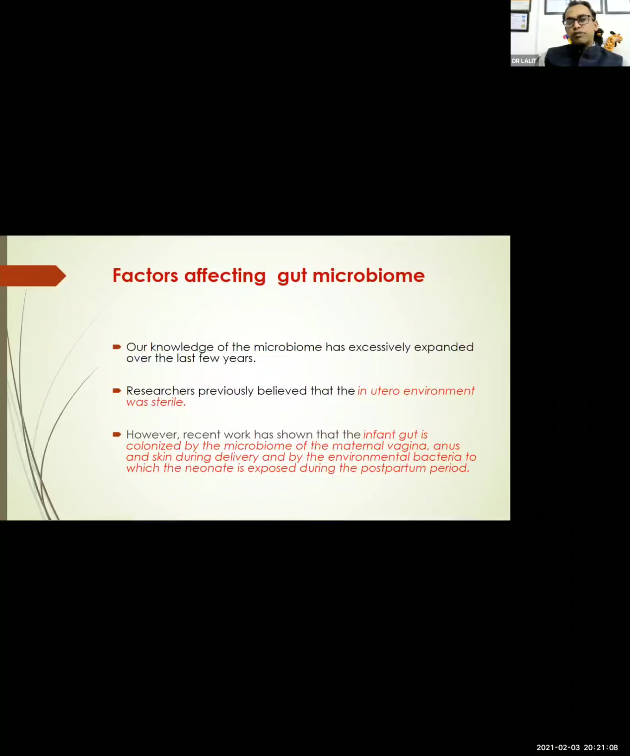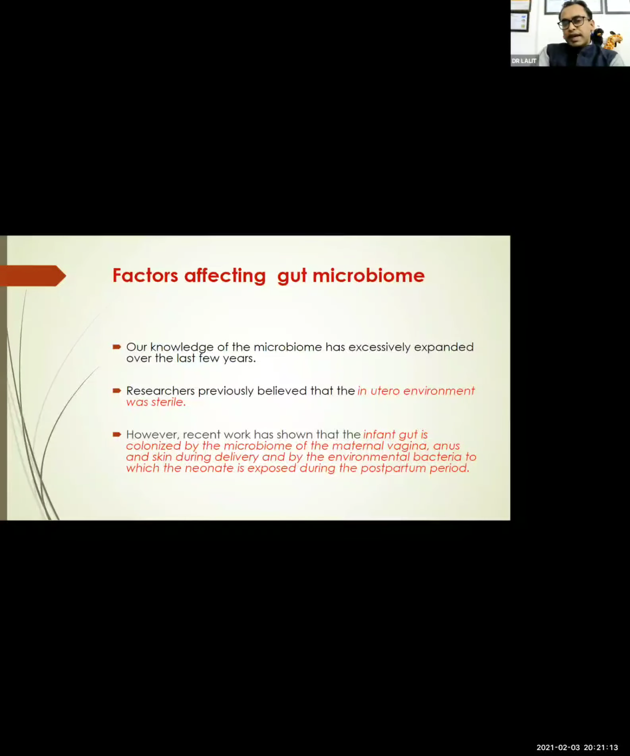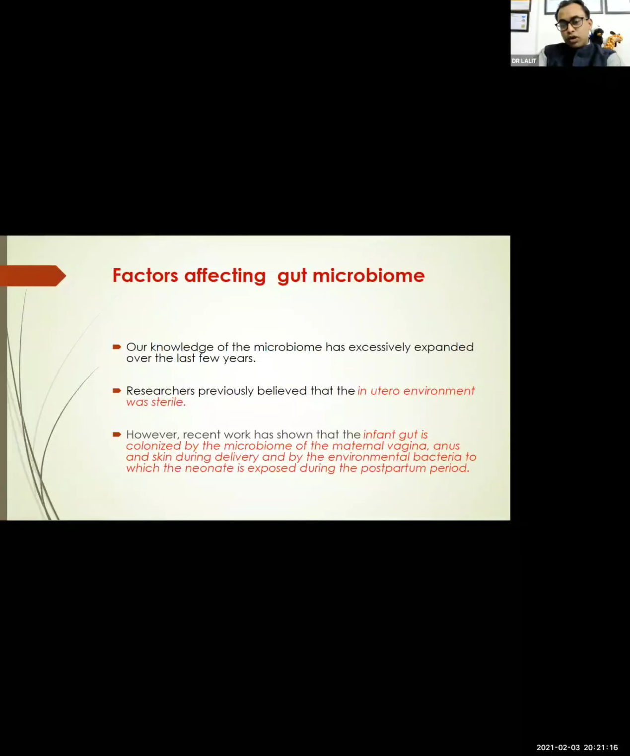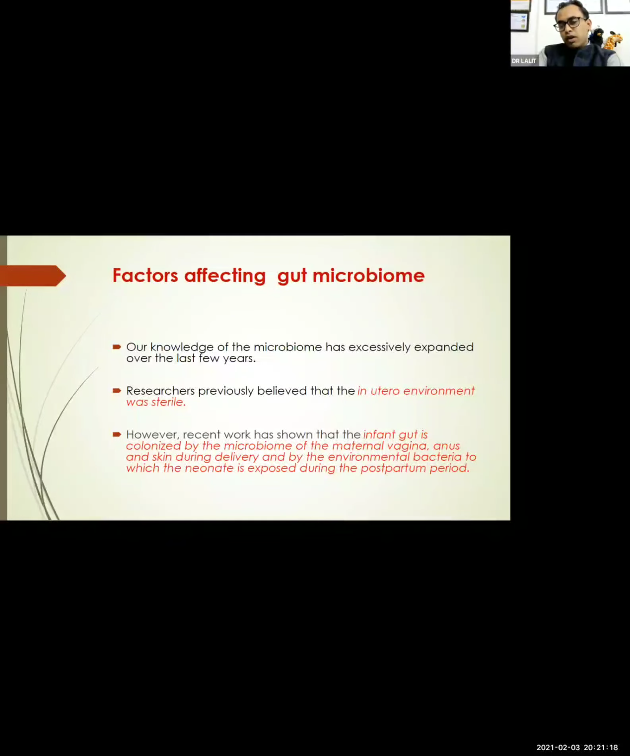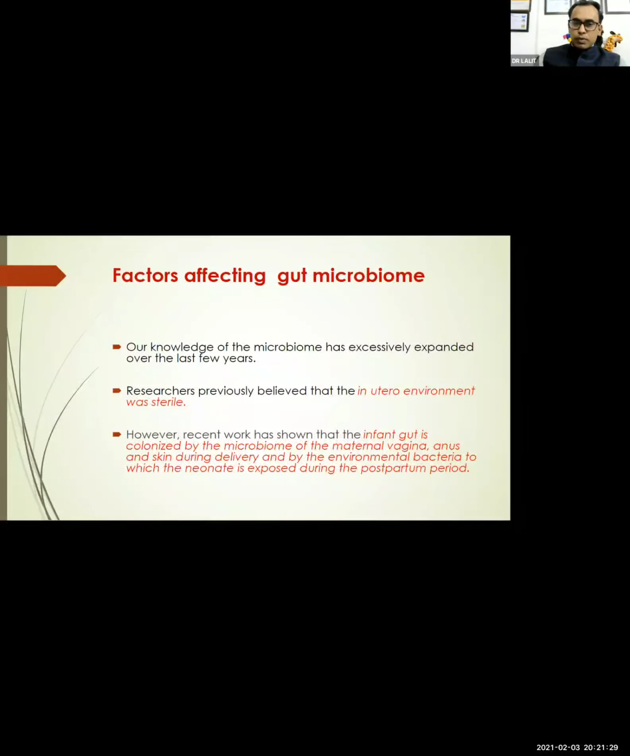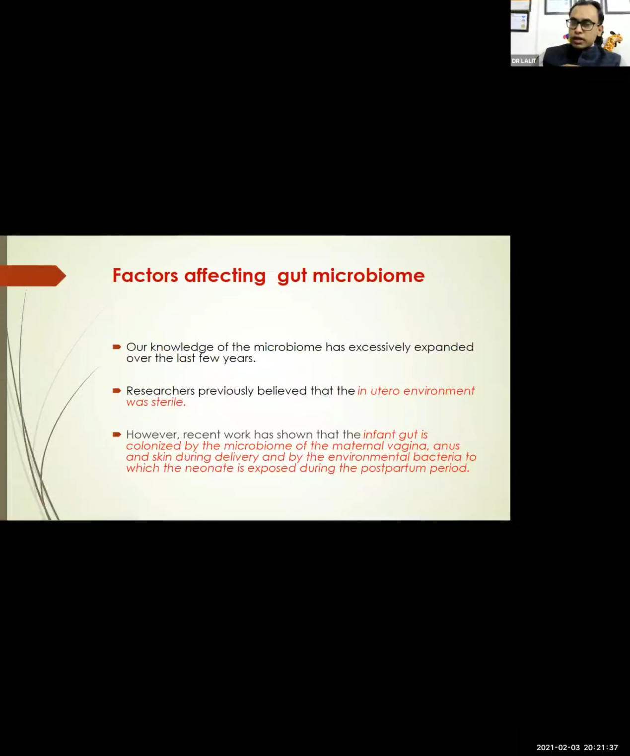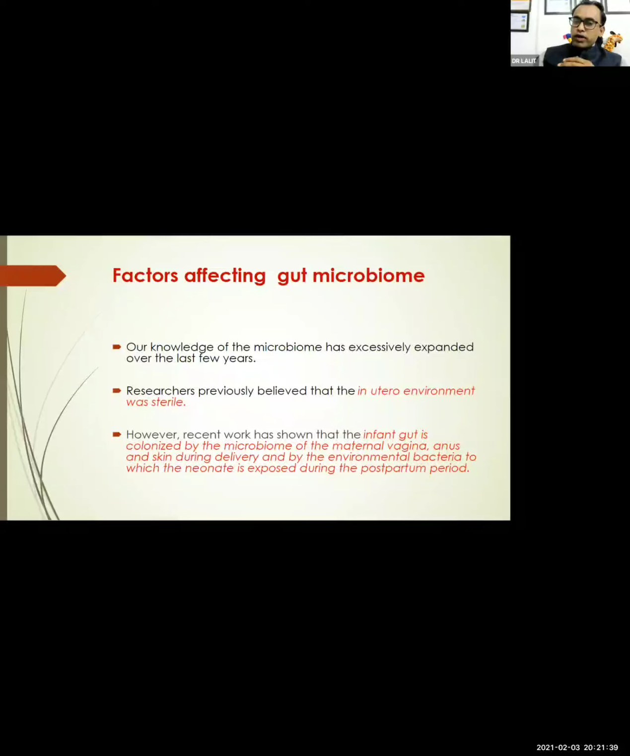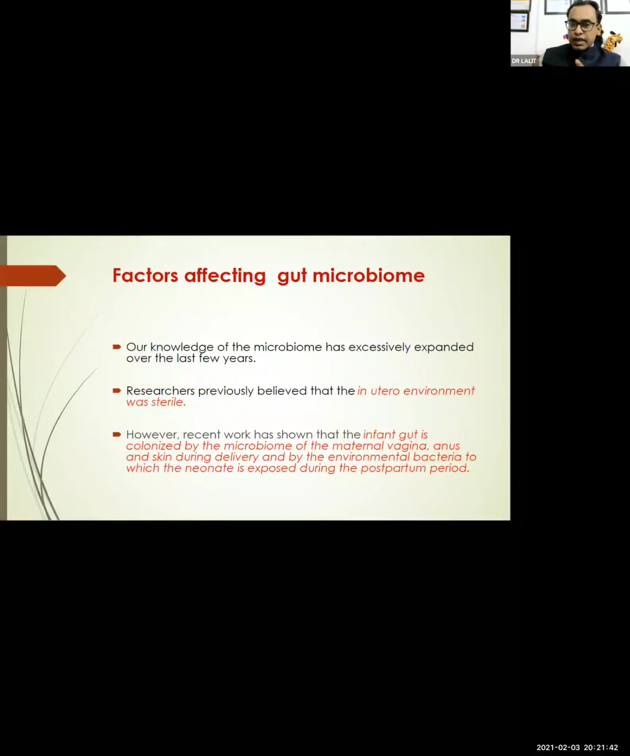So then, what are the factors which affect the gut microbiome? This is very important to know. We have talked about gut dysbiosis, microbiota, and microbiome, but what exactly are the factors which can disturb the gut microbiome and ultimately lead to gut dysbiosis? Our knowledge of this has expanded a lot over the last few years. Initially we thought that in utero, in simple terms the uterine environment, when the fetus is in the womb, it is sterile. Sterile means non-infectious.